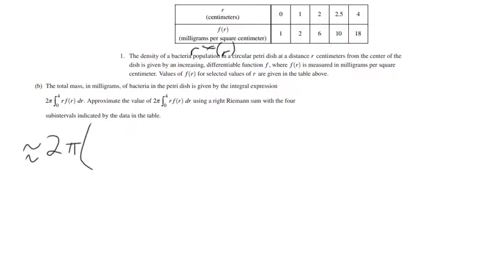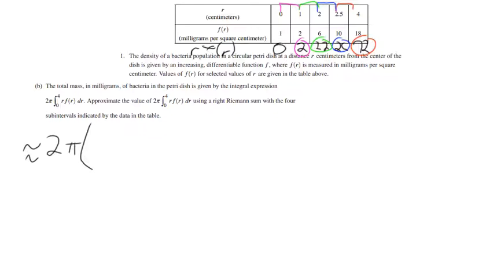So we have 0 times 1 is 0, 1 times 2 is 2, 2 times 6 is 12, 2.5 times 10 is 25, 4 times 18 is 72. And so we're going to use a right Riemann sum with the 4 subintervals indicated by the data in this table. So we're going to have this times the difference in these, and then we're going to add, I'm going to use different colors here, this times the difference in these because we're doing a right Riemann sum. Then we have this times the difference in these, and I'll use purple, this times the difference in these.